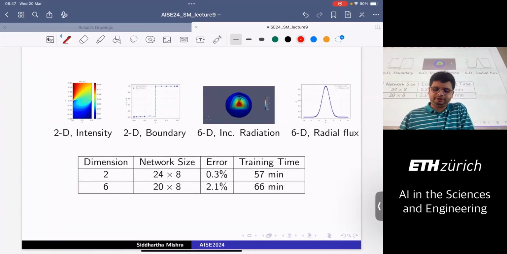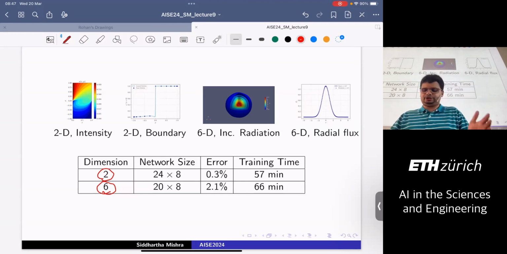So we solved this problem also in 7 dimensions in the paper, but essentially you look at either 2 dimensions or 6 dimensions. So 2 dimensions means 1 space dimension and 1 angle. 6 dimensions means 3 space, 2 angles, and 1 frequency. So this is the harder problem. And of course, we fix the network size. So the complexity is the same, the training time is the same because we just fixed it. And then we saw how the error develops. And of course, there is more error when you go from 2 dimensions to 6 dimensions.